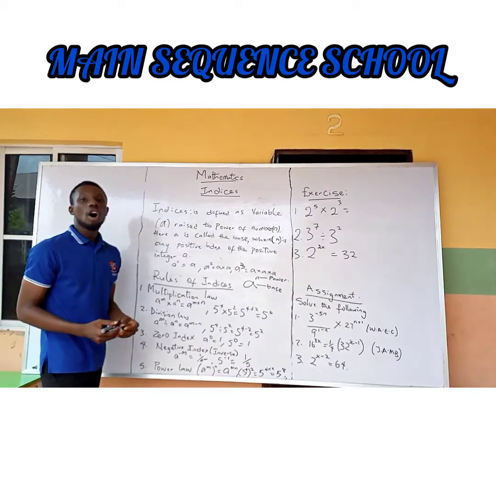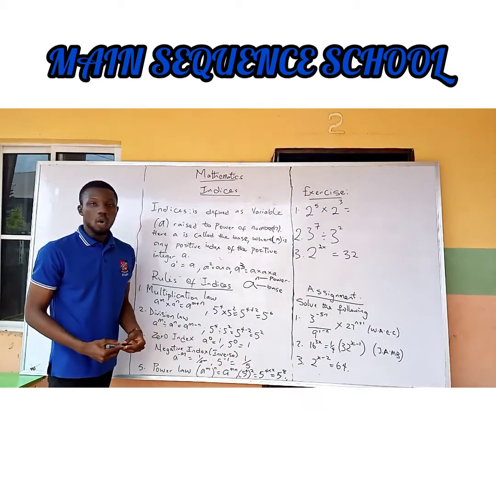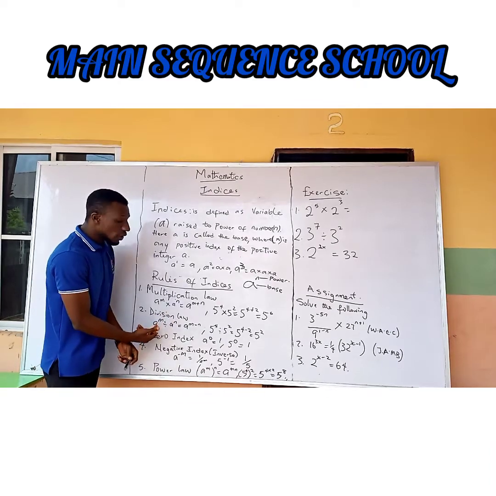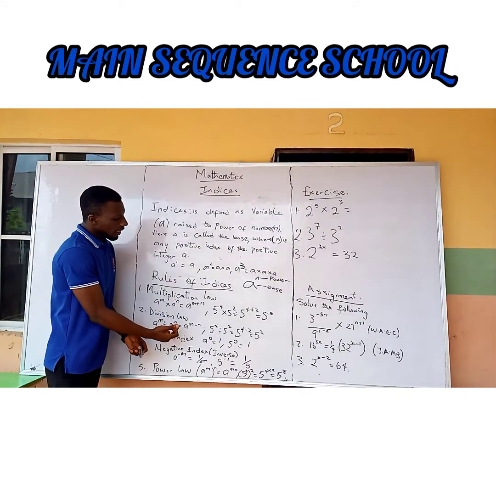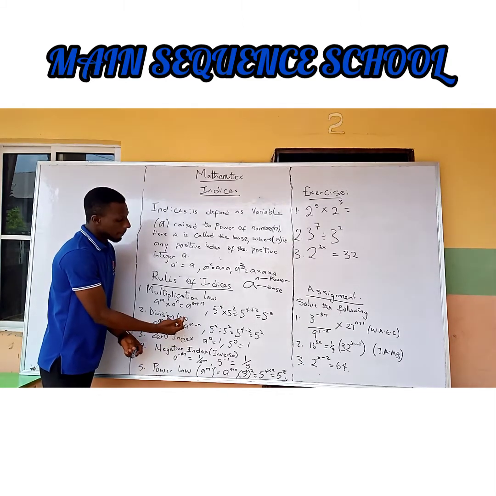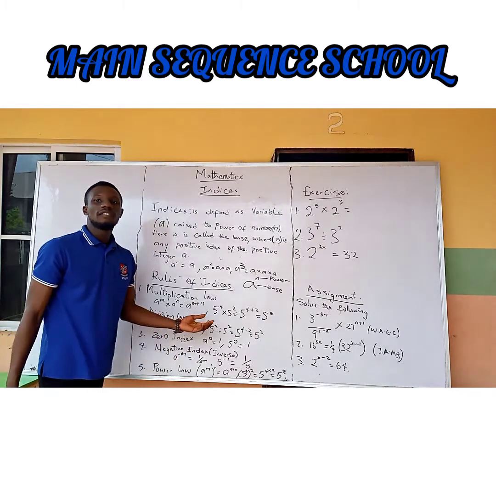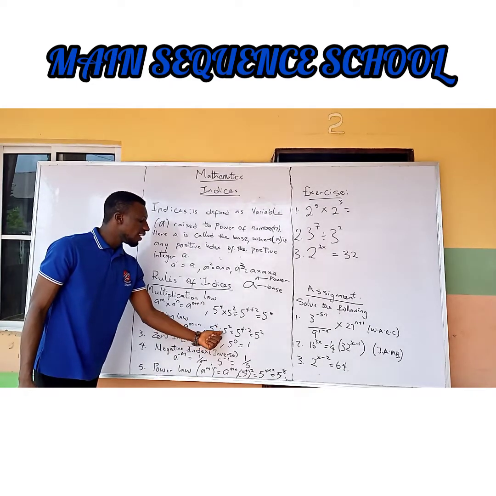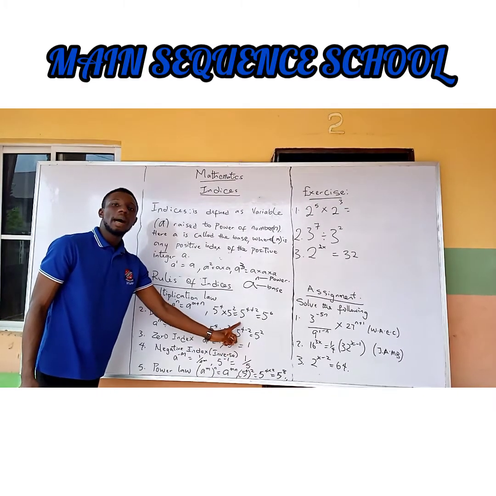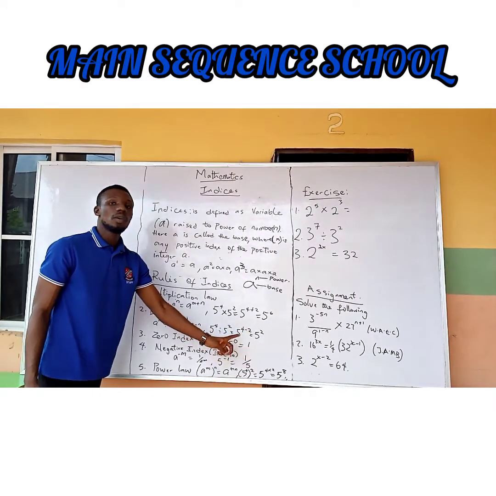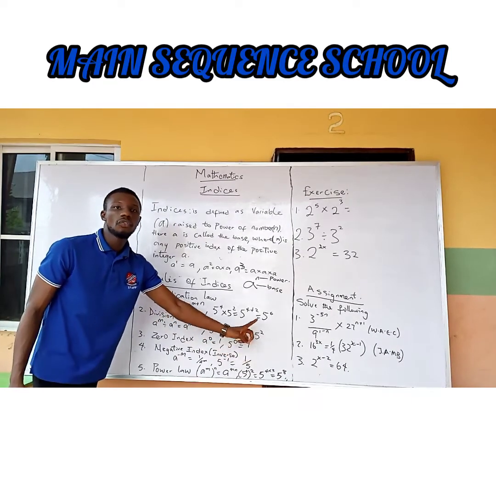Now, the second rule is called division law. Now, you have a power of m divided by a power of n. It will be equals to a power of m minus n. Example, 5 power of 4 divided by 5 power of 2. It will be equals to 5 power of 4 minus 2. When you subtract 2 from 4, you have 5 power of 2.